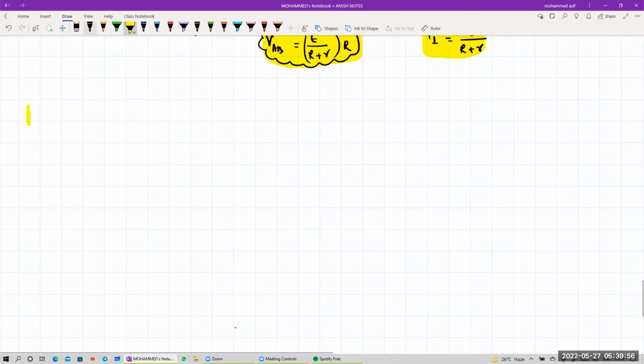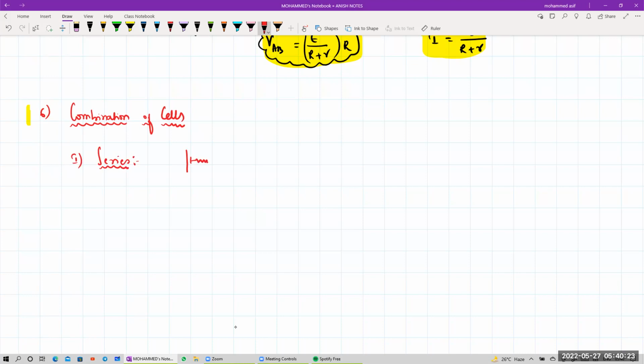Next one. Combination of cells. First one is series combination. If cells are connected in series, how do you do the problem? Let's say this is a positive terminal, negative terminal, internal resistance of the battery. Then again positive terminal, negative terminal, internal resistance of the battery. Then again positive terminal, negative terminal, internal resistance of the battery. And this is some terminal B and this is some terminal A.